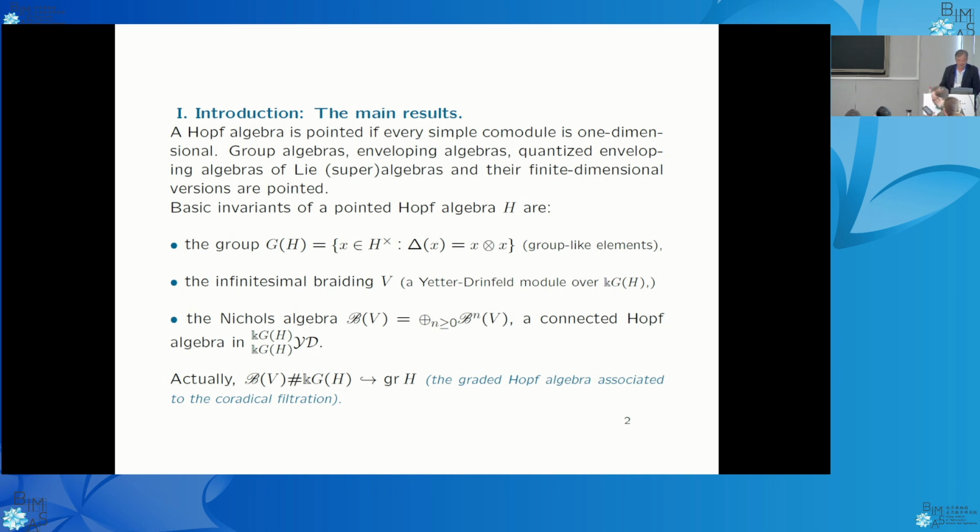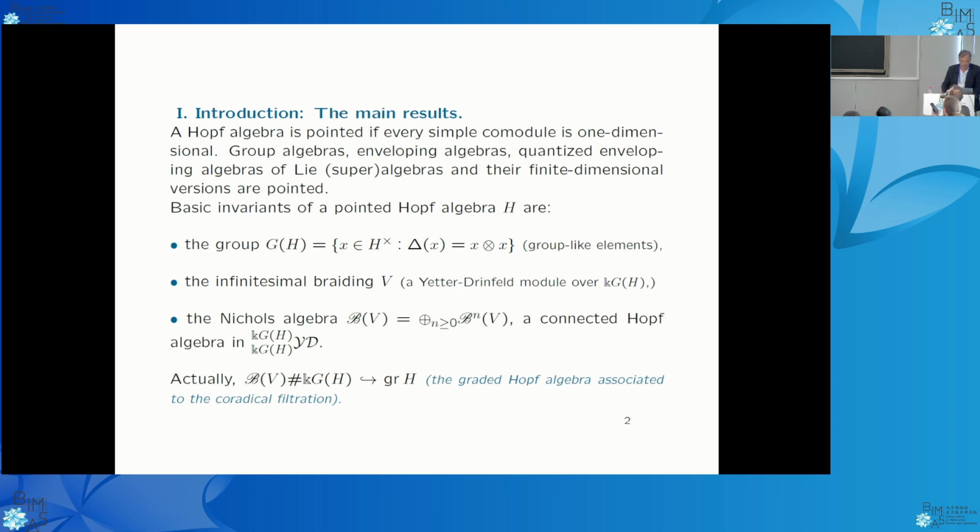Let me first say that a Hopf algebra is pointed if every simple comodule is one-dimensional. This seems to be a very restrictive condition, but in fact, it covers very important examples of Hopf algebras. For instance, group algebras are pointed, enveloping algebras, and quantized enveloping algebras of Lie algebras or of Lie superalgebras. The finite dimensional versions of these quantized enveloping algebras are all pointed.